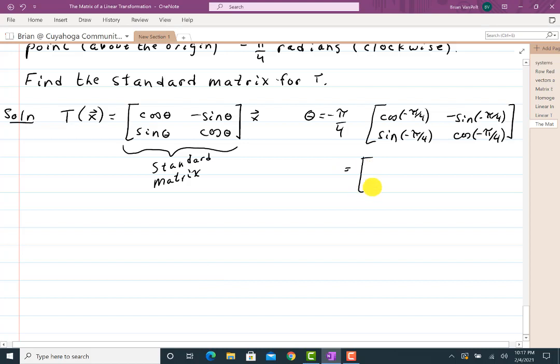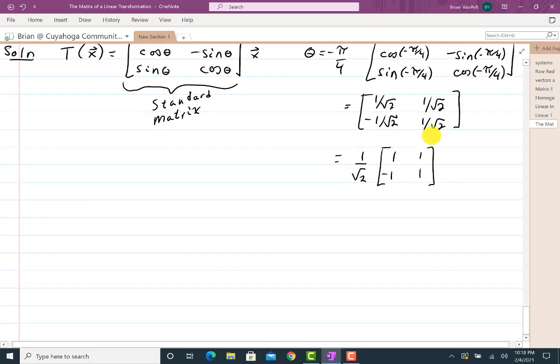Cosine of negative pi over 4 is the same as cosine of pi over 4. That's radical 2 over 2, or what is a little bit easier to me, 1 over radical 2. Of course, sine of negative pi over 4 is the negative of sine of pi over 4, so I get a negative 1 over radical 2 here. And then I'll just go ahead and complete the rest of these numbers. And it's a clumsy matrix to write, so it might be easier to do it this way. Factor out that radical 2 from every entry. And there it is, your standard matrix.